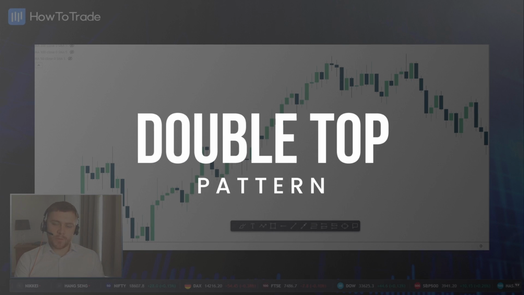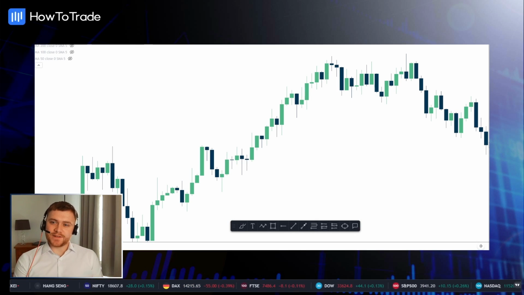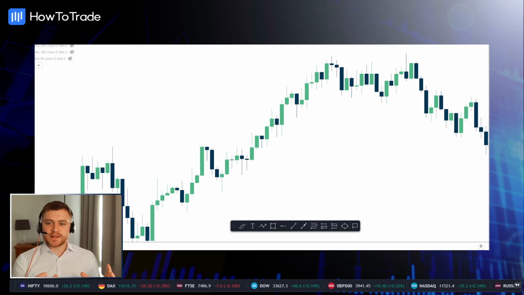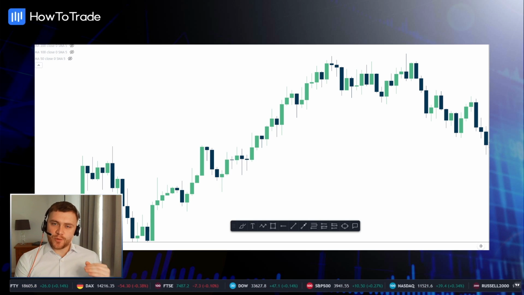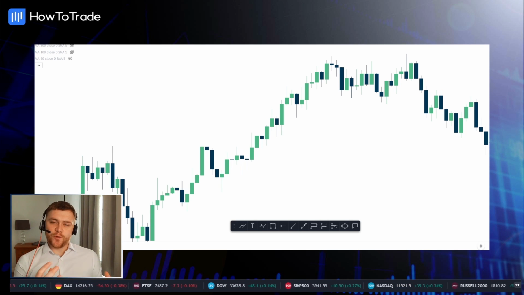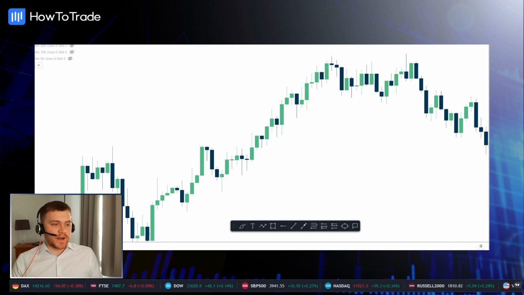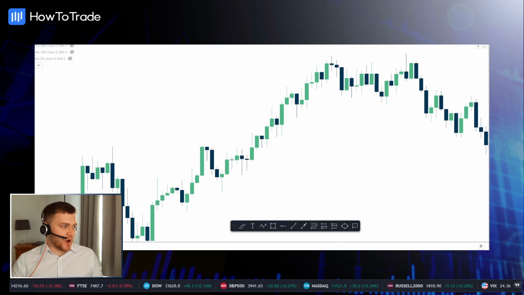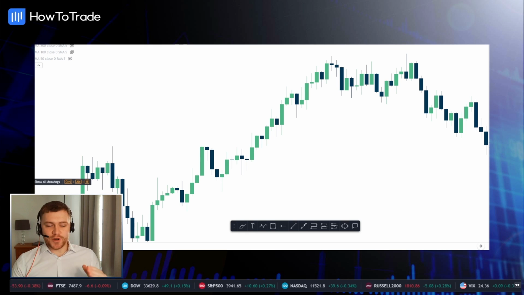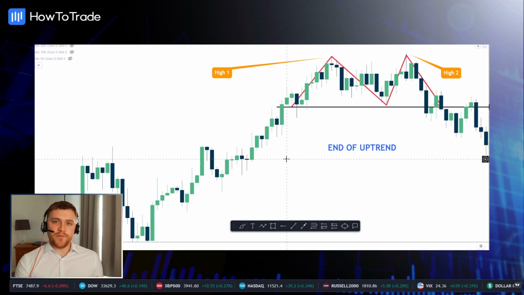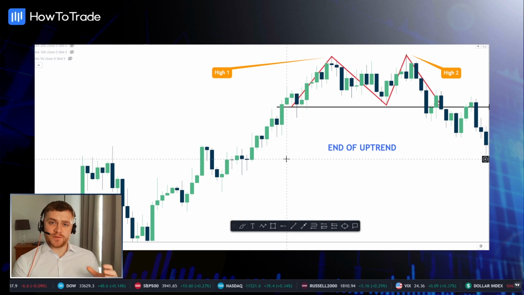So, much like the double bottom pattern, the double top pattern is mostly used to identify a trend reversal at the end of a previous trend. In this example, we're going to see how the double top pattern can be used to form the end of an uptrend and signal the beginning of a new bearish trend. As you can see on the chart right now, we're generally trading in a bullish direction. What you can see here is we're looking for that M formation. With the double bottom, it was the W formation.